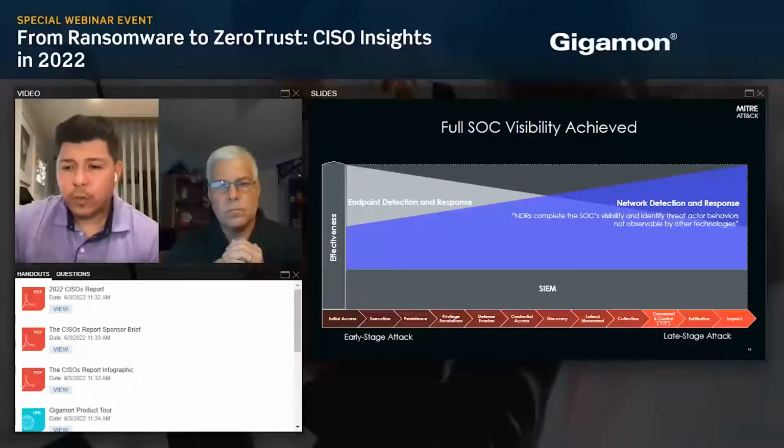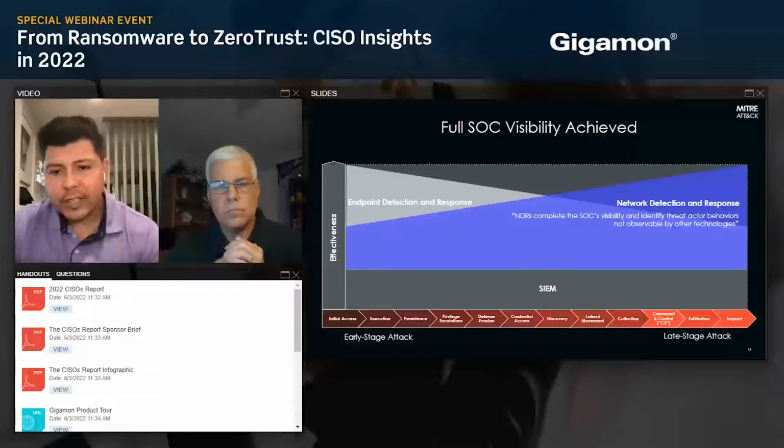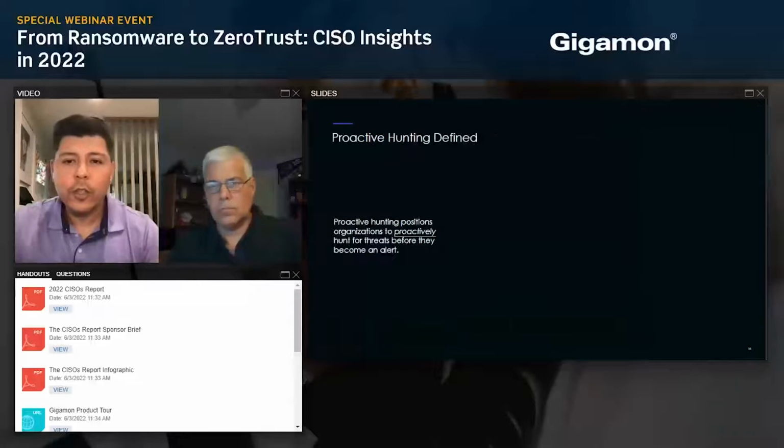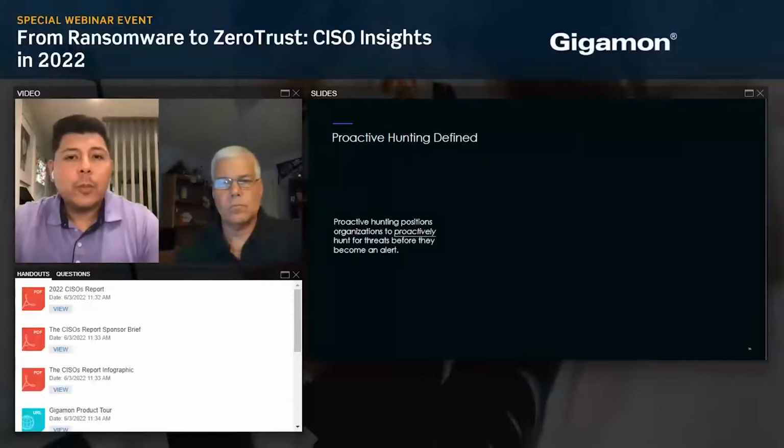Now, to the next point, great. You have all of this data. You've sort of completed your security operations center. You have all the visibility into the data that you need. How do you operationalize it? What do you need to do next? What does the threat hunter need to do? You need to be able to proactively hunt for threats on the network.